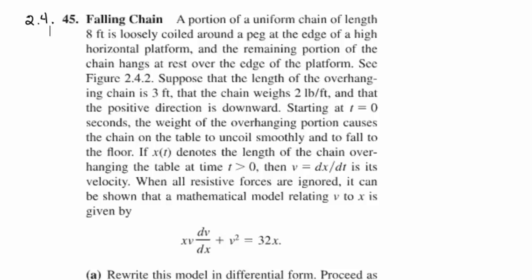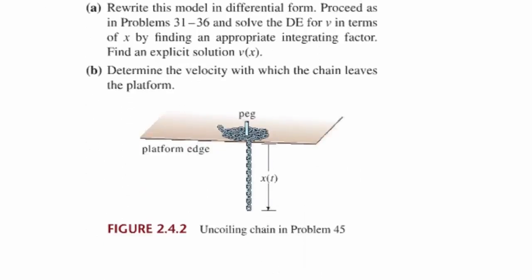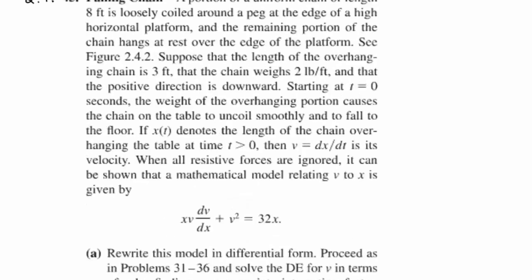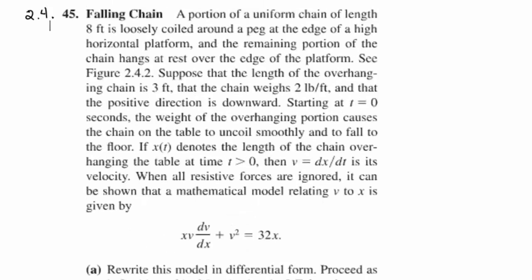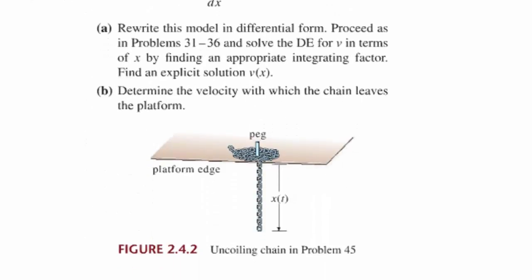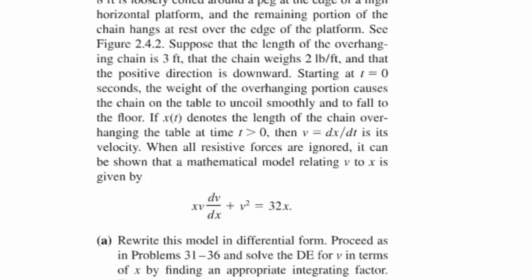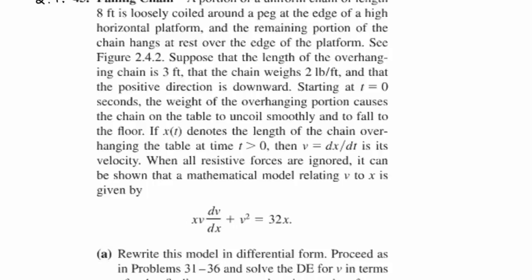So, portion of a uniform chain of length 8 feet. That means this chain here is 8 feet long total, okay? But a portion of that chain is hanging over. Suppose that the length of the overhanging chain is 3 feet, and that the chain weighs 2 pounds per foot. Both of these pieces of information actually are extraneous, but I'm just going to say the length of that chain at time 0 is 3, and the weight is 2 pounds per foot, but that doesn't actually matter. And that the positive direction is downward, starting at time equals 0 seconds.